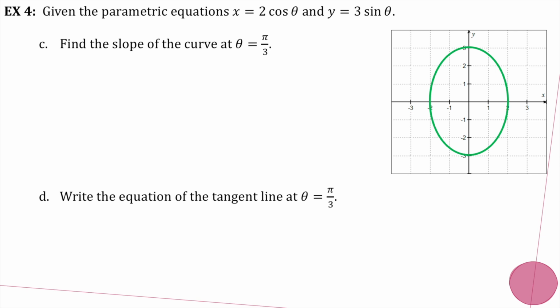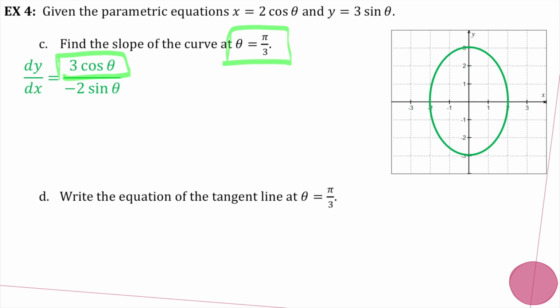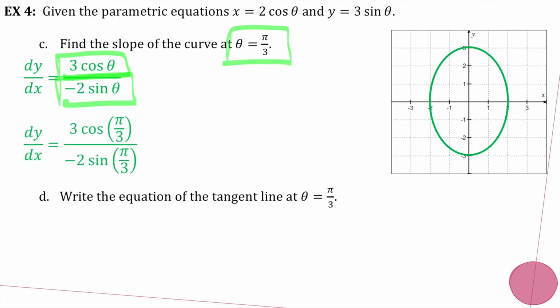Now, of course, we want the slope of the curve at a particular place. So to find the derivative, we'll just take y prime, that's 3 cosine theta, over x prime, which is negative 2 sine theta, and then evaluate it at pi over 3. So cosine pi over 3 is 1/2, sine pi over 3 is root 3 over 2, and we can clean that up a little bit, and we have our slope.